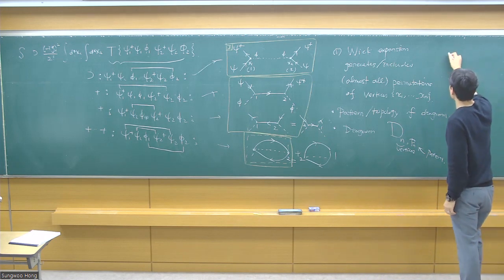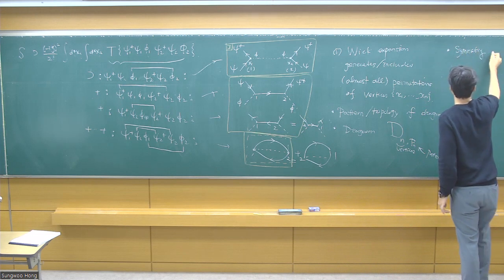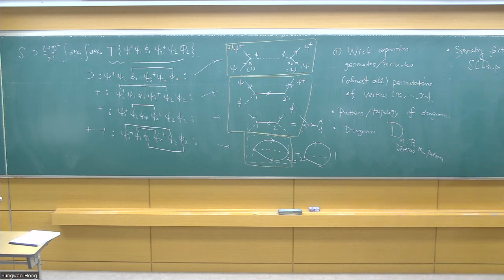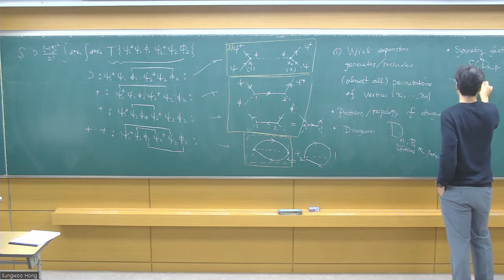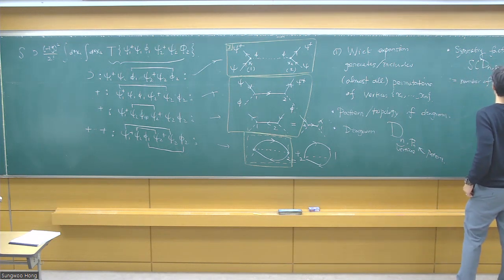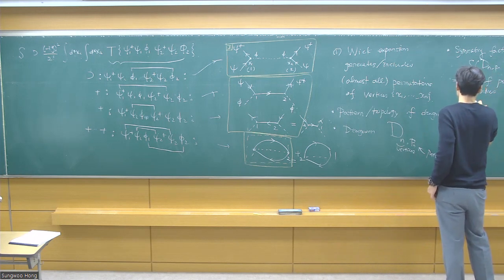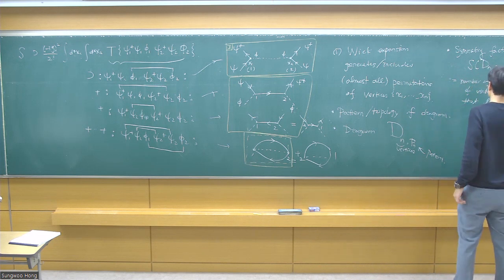So then I can define a symmetry factor, as symmetry of diagram. So this is the number of permutations of vertices that leaves the diagram invariant.